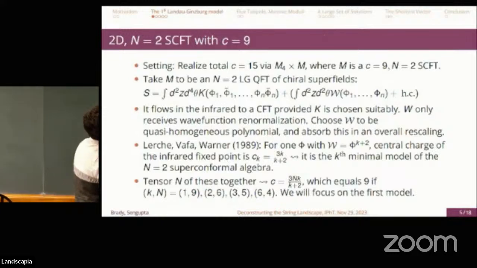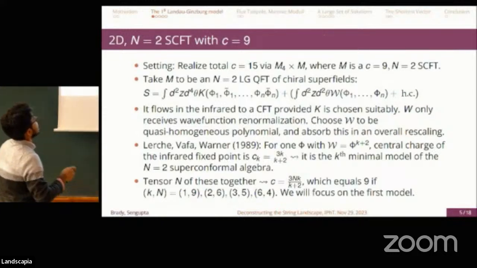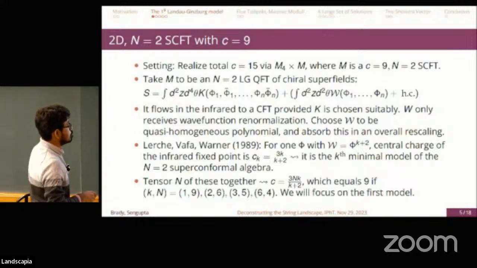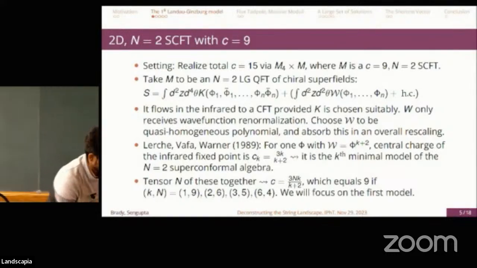If you take, instead of one chiral superfield, n of these and tensor them together, you get the total central charge to be 3nk over k plus 2, which equals 9 if you choose k and n from this set: 1 for k and 9 for n, or 2 and 6, 3 and 5, excuse me.